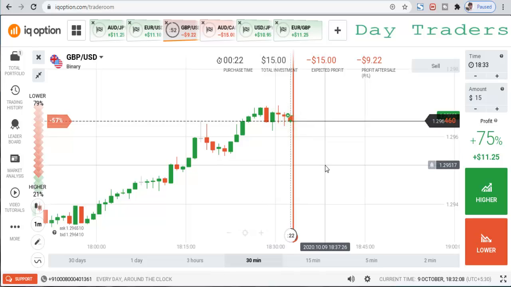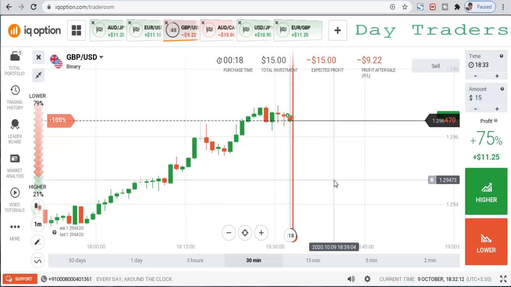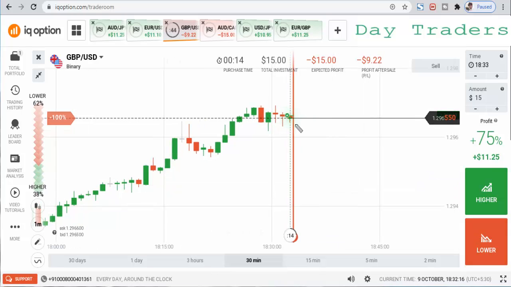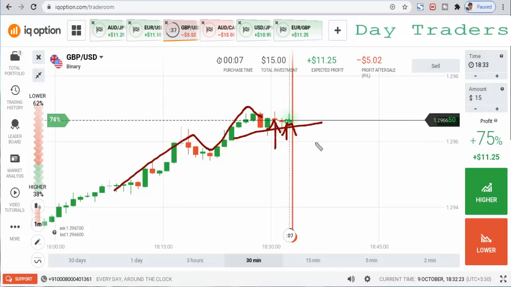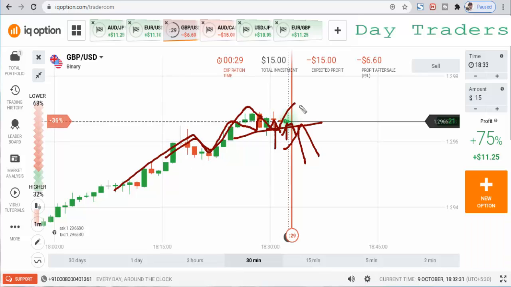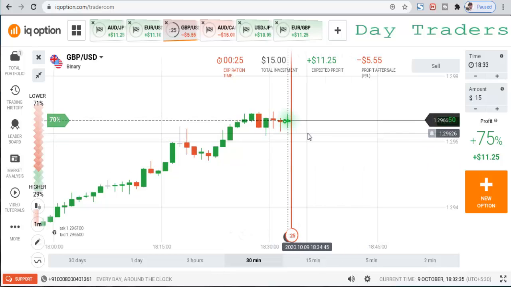This is a 50-50 chance. So I will place only on this uptrend market, and this is a strong rejection. Okay, that's the reason I will place a higher option. So most probably the market will continue. This is an uptrend level. Sometimes it goes down.